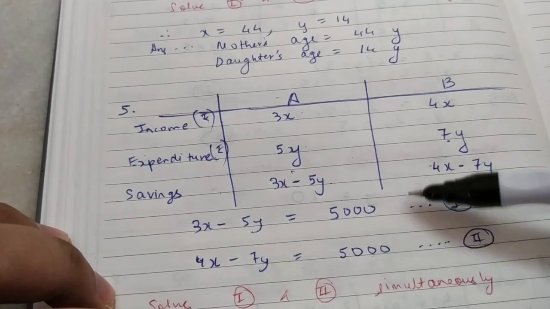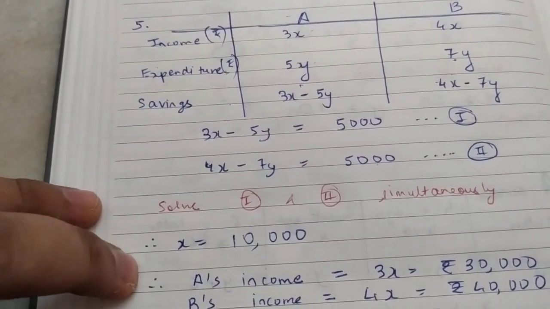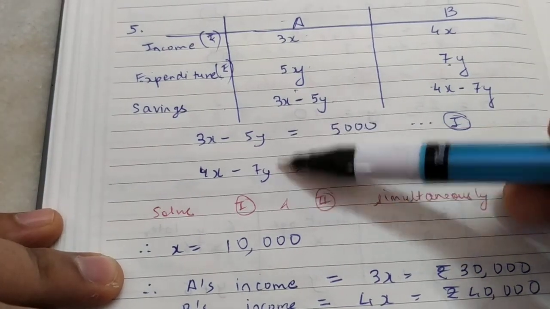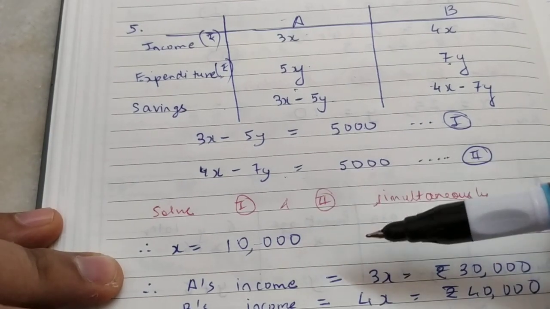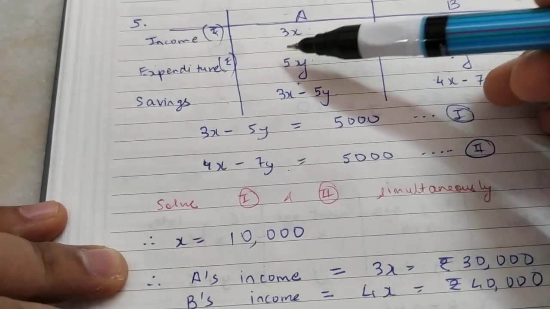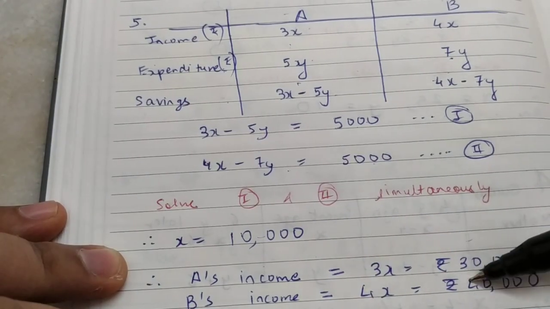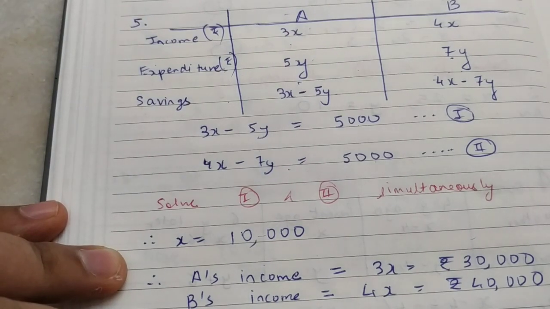So we got two equations, solve them simultaneously and get the value of X. Don't get the value of Y because we don't need it in this sum. So make sure you eliminate Y while solving. Get the value of X and substitute in these expressions to get the A's income and B's income. Y is not required because expenditure hasn't been asked.